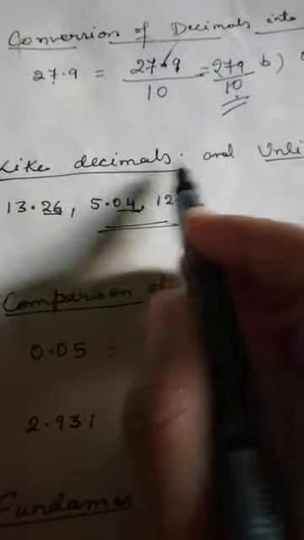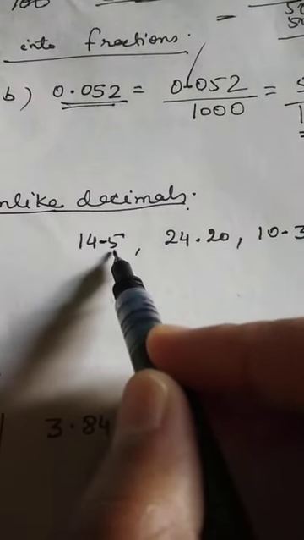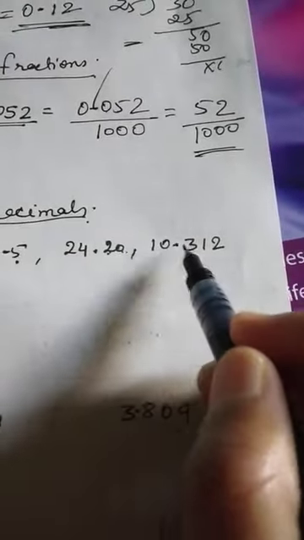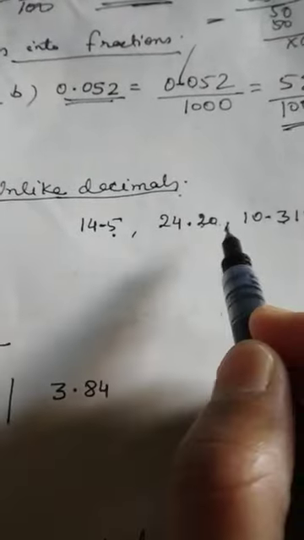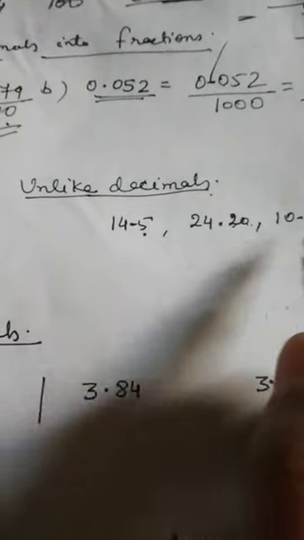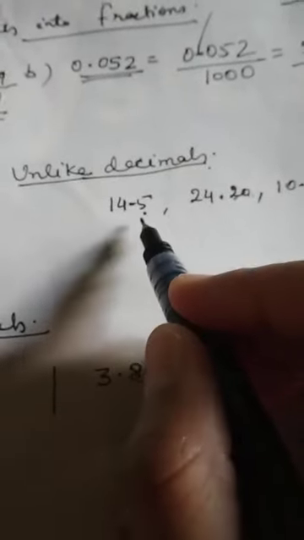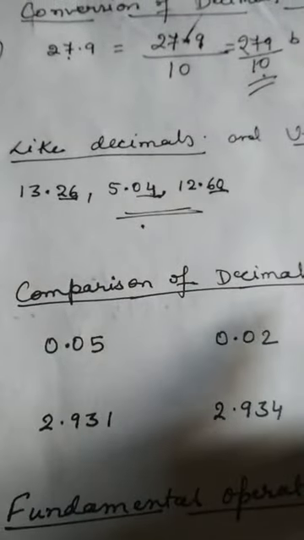So, they are called like decimals. Clear? And unlike decimals? Let's see. After the decimal, 1 digit. After the decimal, there are 2 digits. And after the decimal, there are 3 digits. So, the number of digits after the decimal is not the same. That's why they are called unlike decimals. In unlike decimals, the number of digits will not be the same after the decimal. In like decimals, the number of digits will be equal after the decimal.